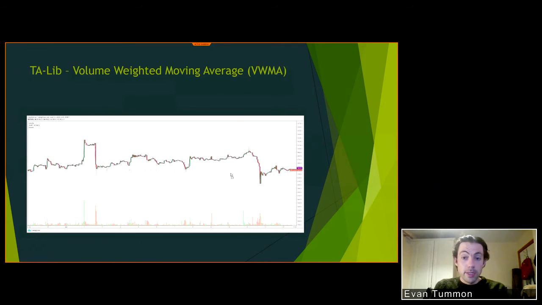So another example, which is a simple one, is the volume-weighted moving average. And this is just basically the average of all prices with volume used as a weight. And here we can see that the thin blue line tracks the price quite closely.